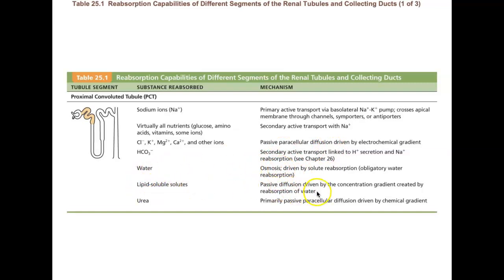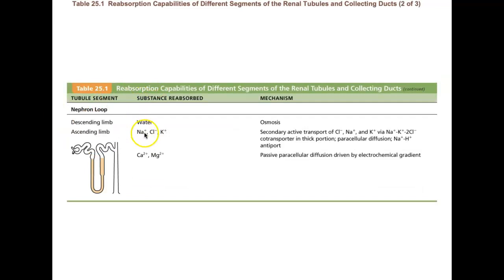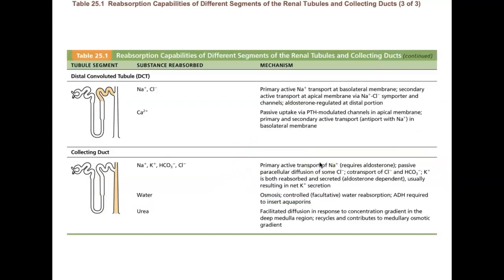Lipid solubles, passive diffusion driven by concentration gradients. And urea is primarily passive, paracellular diffusion. And again, these are going to be happening in the proximal convoluted tubule. When we look at the nephron loop, the descending and the ascending, water is going to be reabsorbed by the descending limb, and the ascending limb is pretty much going to be taking care of these ions. So that will be the ascending limb. And again, you could see that these ions, secondary active transport, calcium and magnesium, passive paracellular diffusion.